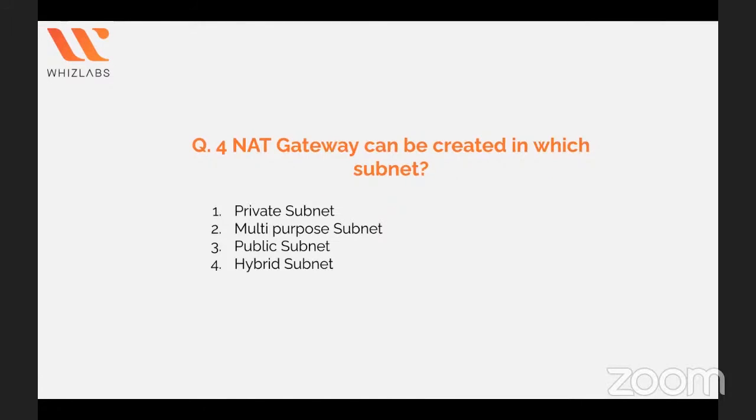A NAT gateway can be created in which type of subnet? The answer can be private subnet, multi-purpose subnet, public subnet, or hybrid subnet. When you are creating a NAT gateway, if you have understood the architecture of the NAT gateway and the relation between the NAT gateway and the internet gateway, your NAT gateway should be present in which type of subnet? Is it private subnet, multi-purpose subnet, public subnet, or hybrid subnet? 20 more seconds to go for this.